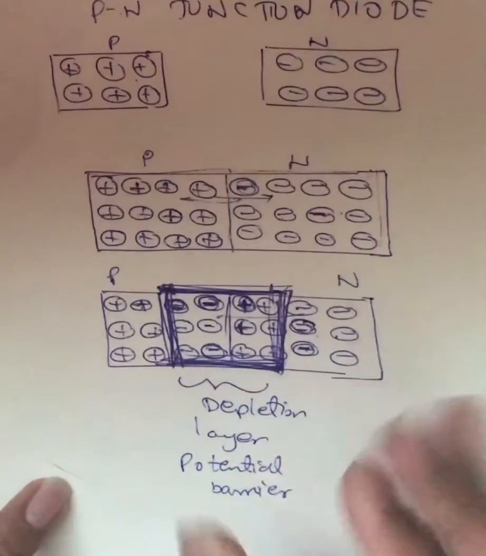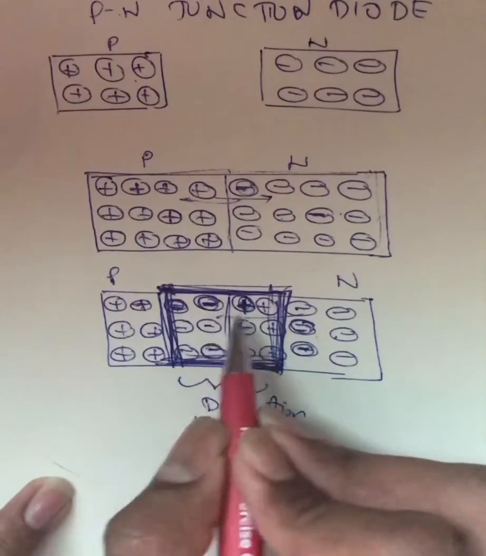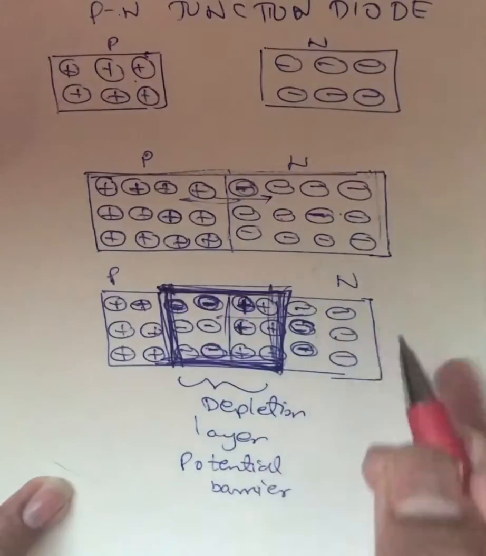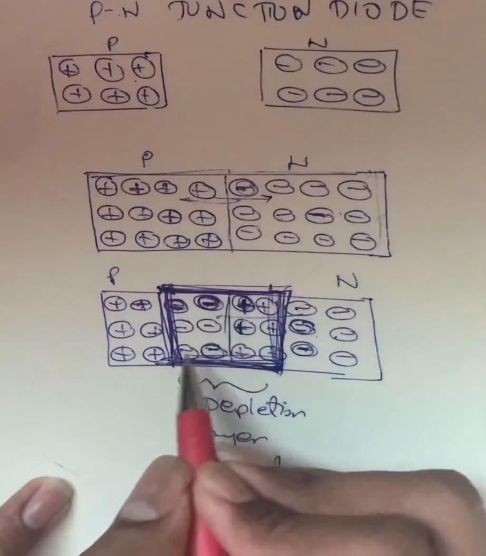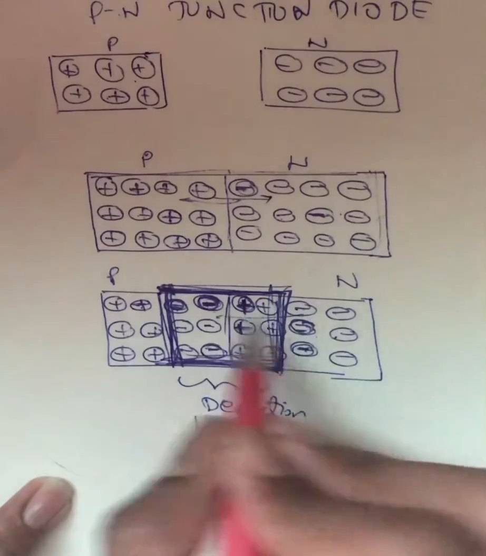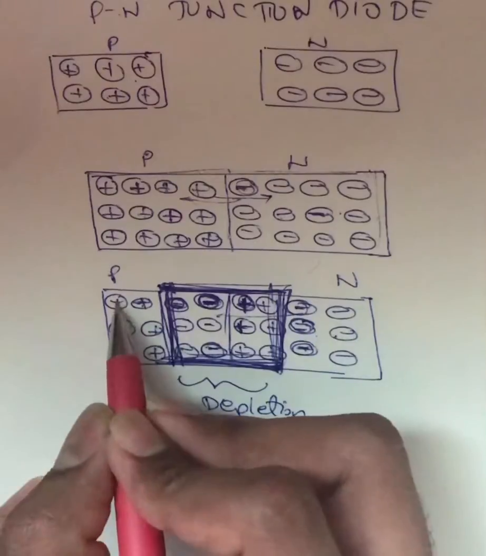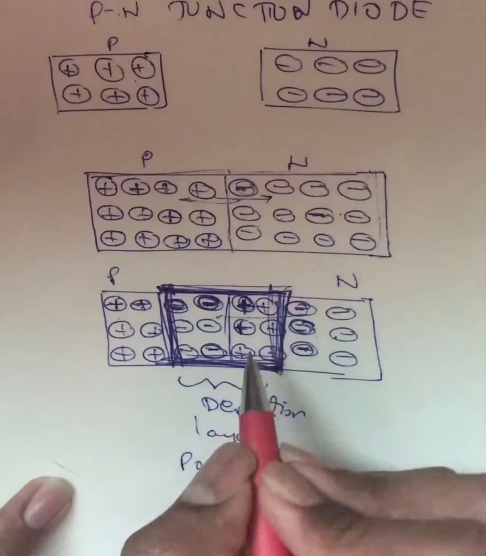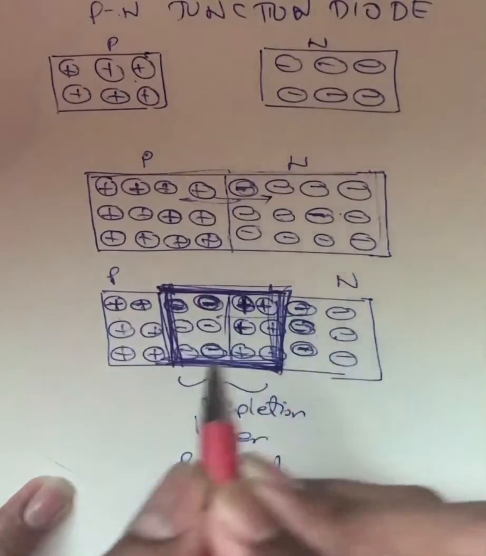After some time, a few holes come over here and a few electrons come over here. Due to this, after a certain time no more electrons will come from the right side to the left side, because there is a potential barrier created by the electrons who have already passed to the left side, which repel these electrons from coming to the left hand side. And no more holes can come to the right hand side after a certain interval of time, because there is a potential barrier created by these holes which repel these holes from coming to this side.